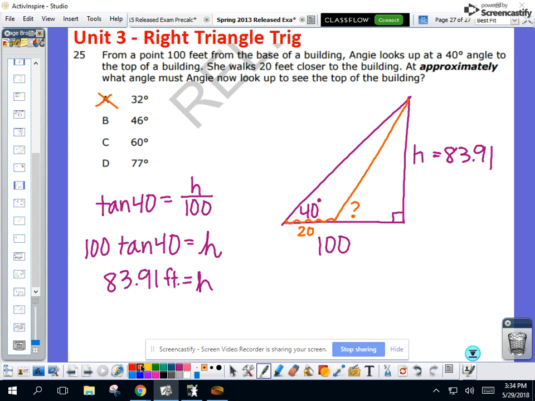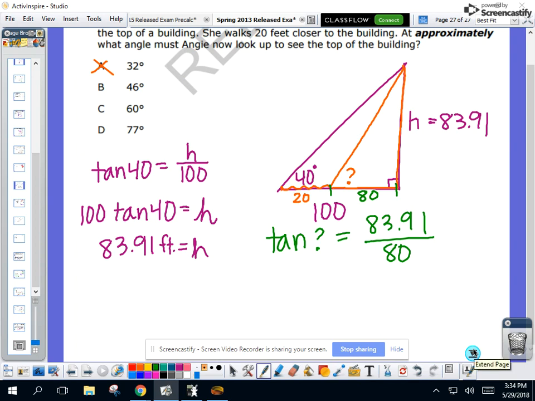Thinking just on that inside part of the triangle, now we know the height. We also know the base. Since the entire length is 100, she walks 20 feet closer. That must mean her distance is 80 feet away from the building. So we can set up another tangent problem. Tangent of, we don't know, question mark, is equal to opposite 83.91 over adjacent 80. In order to solve for the angle, we do inverse tangent or arctangent.